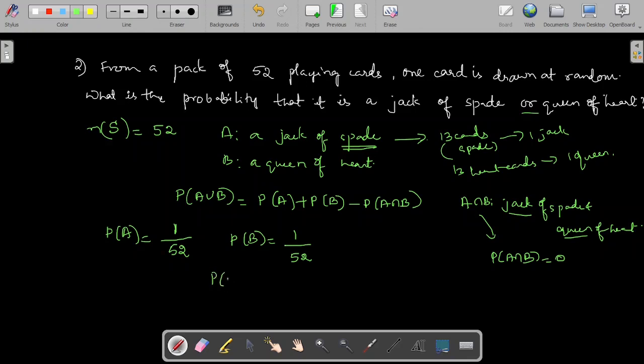Therefore, this addition law now becomes P of A union B equal to P of A plus P of B, which is equal to 1 by 52 plus 1 by 52. This is 2 by 52, which is 1 by 26. This is the required answer.